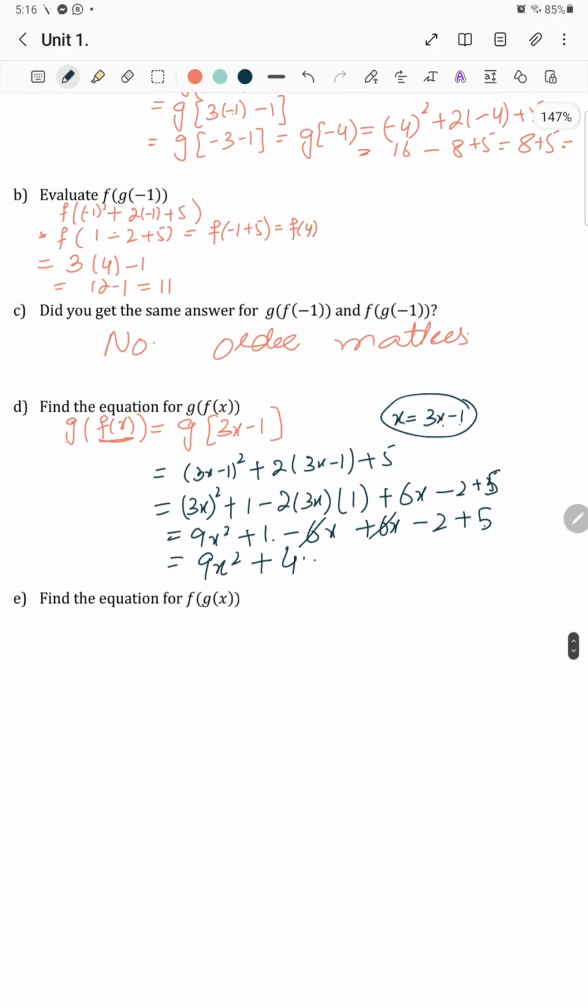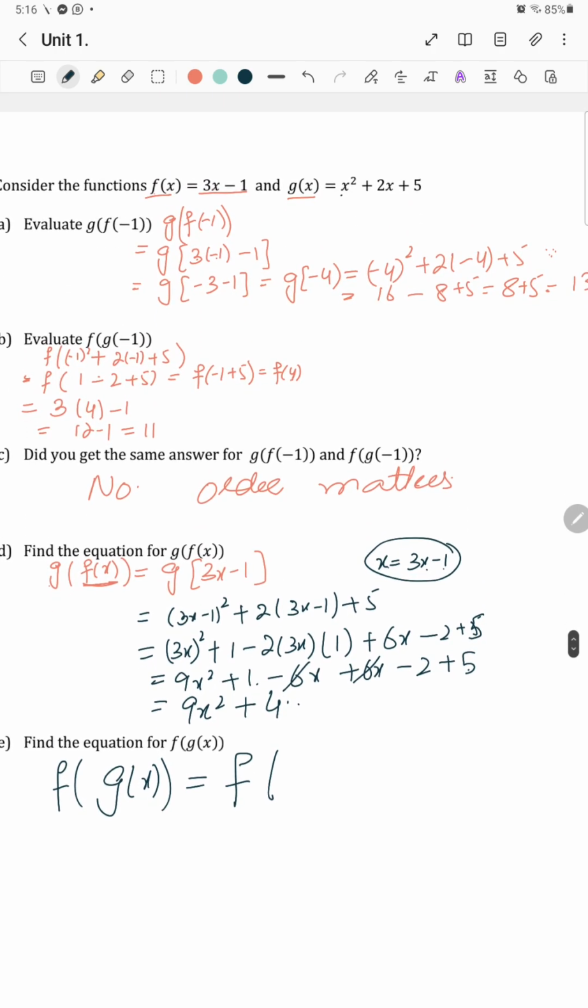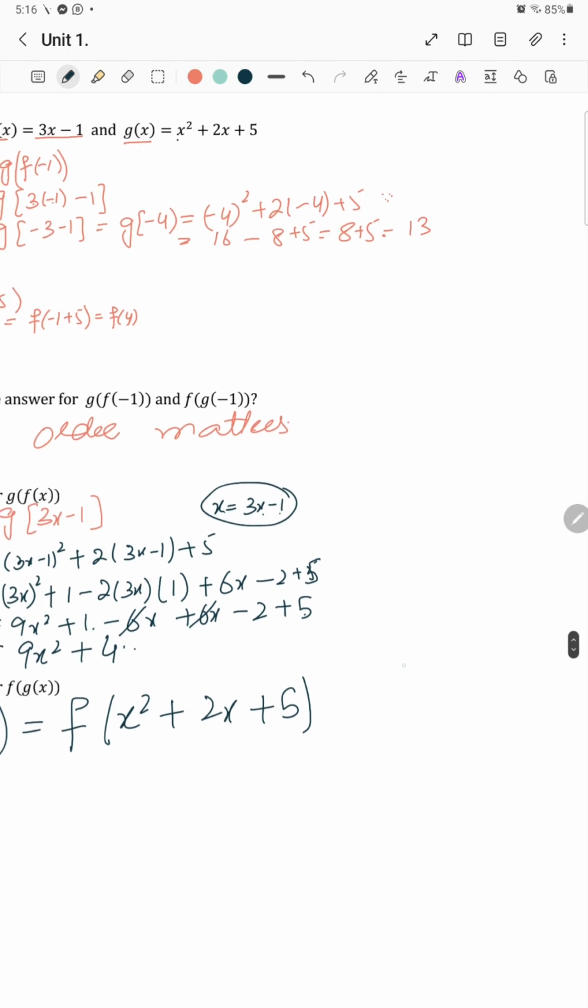Okay, now find the equation for f g of x. So very easy for f g of x. First of all, we will write f as it is and write the equation of g of x. g of x is x square plus 2x plus 5. Now the new x is equal to x square plus 2x plus 5.